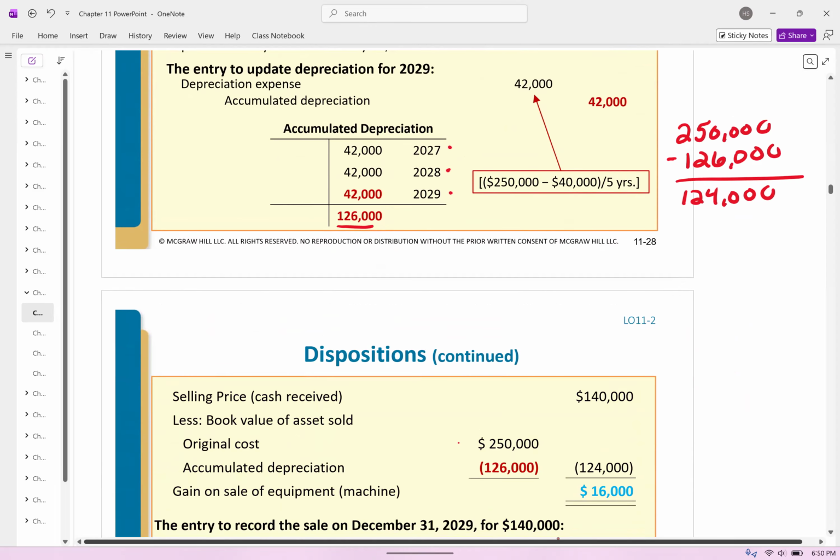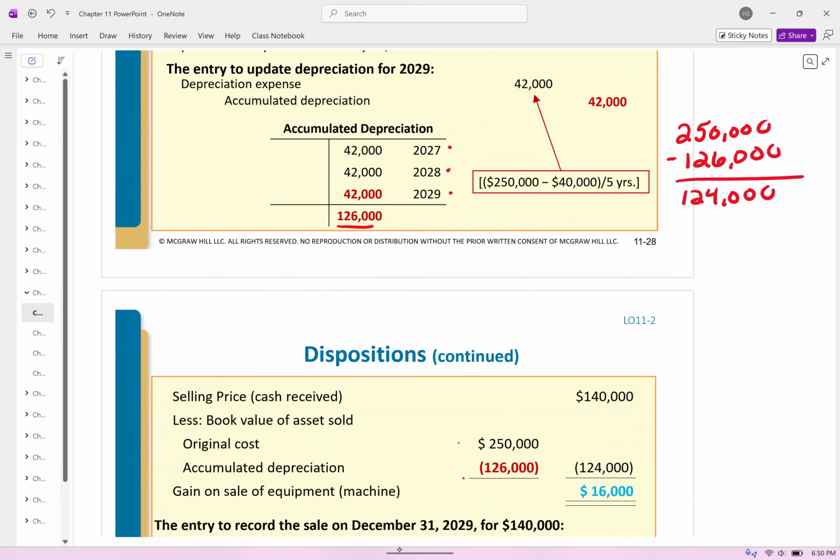Okay. So there we go. There's our original cost, our accumulated depreciation caught up to date. That's where you might miss that gain or loss, or how much that gain or loss is, if you forget to bring that accumulated depreciation up to date. Okay. So we got 140,000 for an asset that has a book value of 124,000. So we have a gain of 16,000 on this sale.